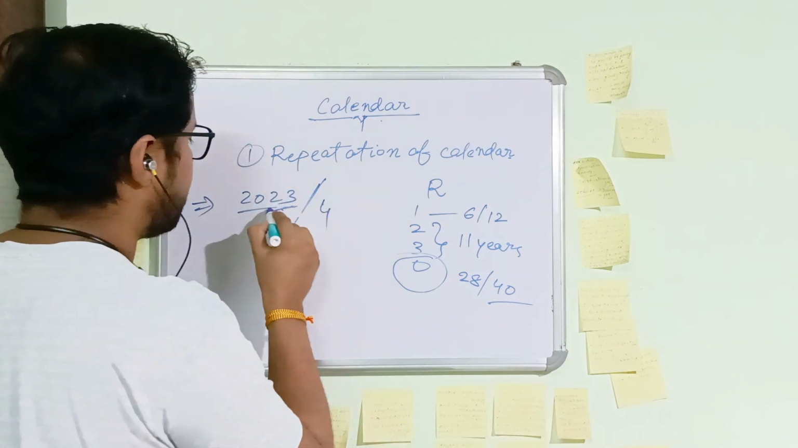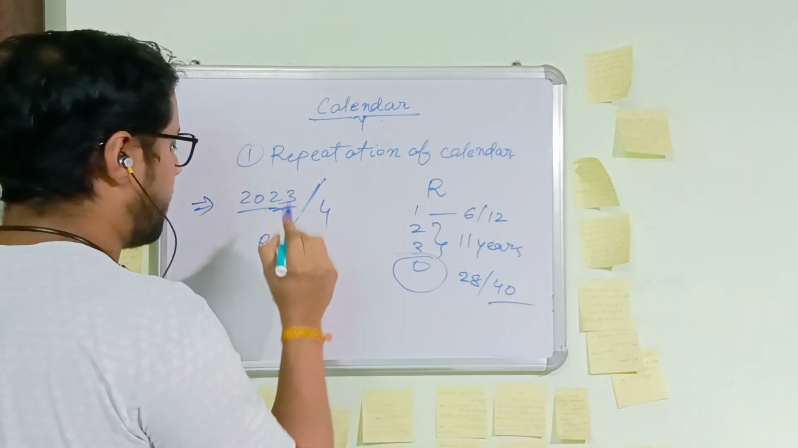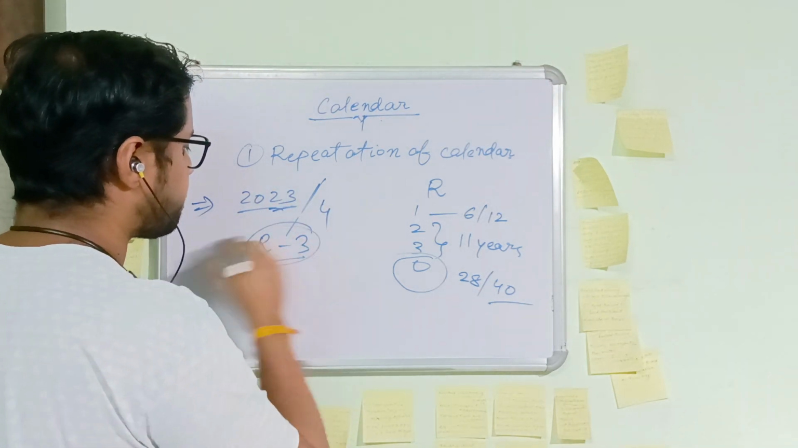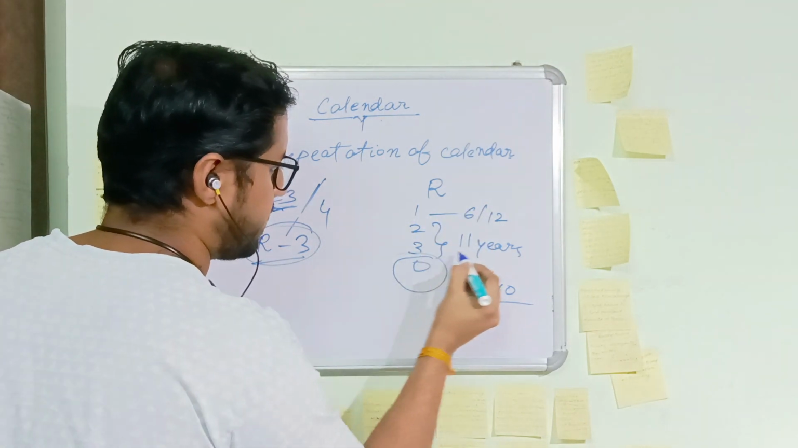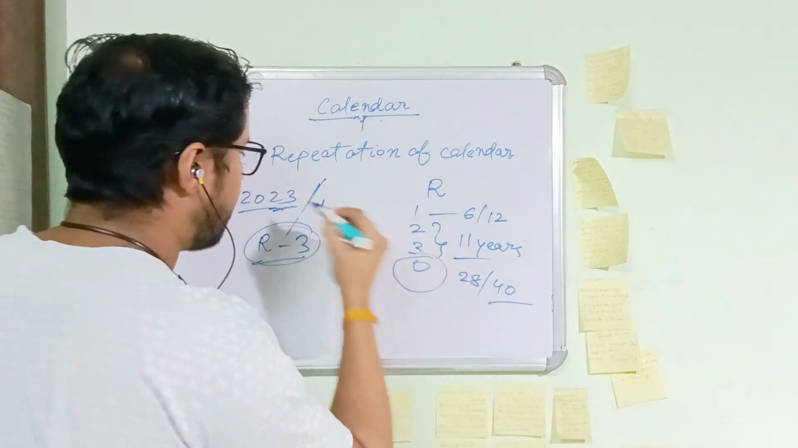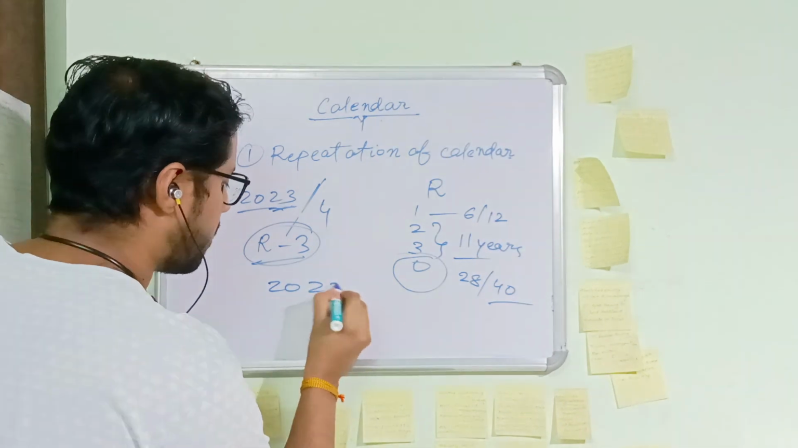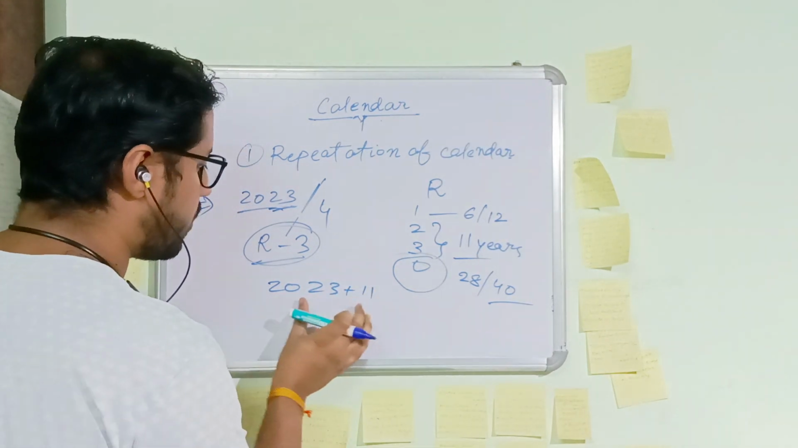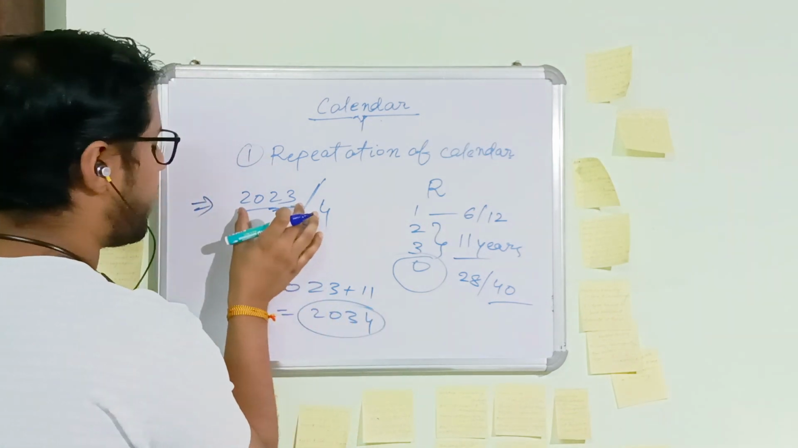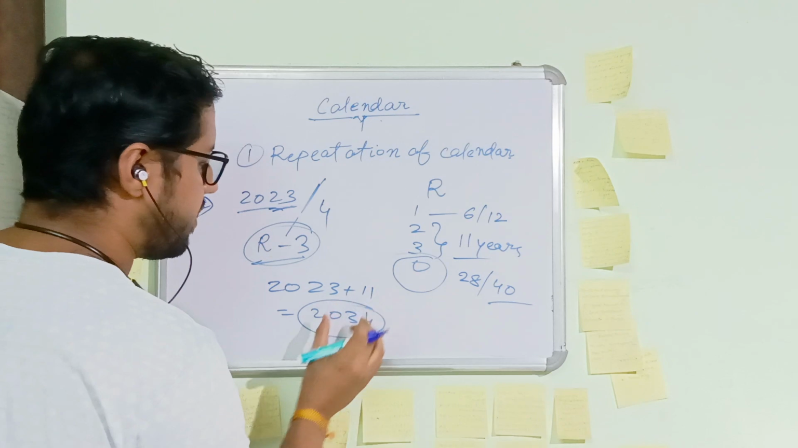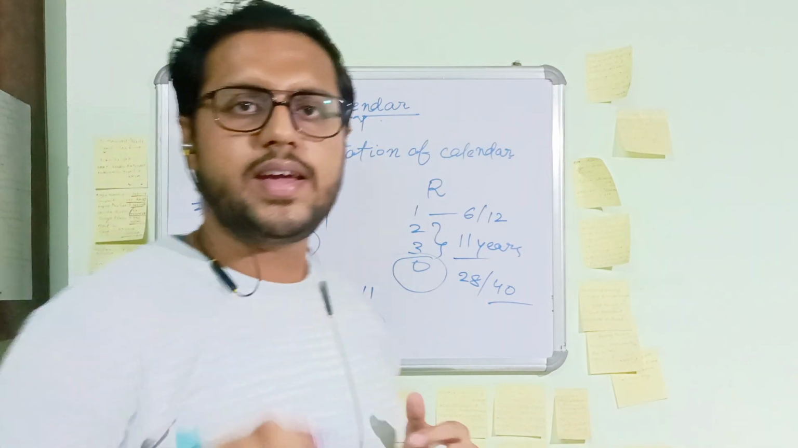Okay, so here in this case, as we can see, this number will not be divisible by 4. Here we can get remainder 3. Okay, so remainder 3 means that particular year repeats after 11 years. So 2023 is going on, just add 2023 plus 11, so we can get 2034. It means 2023 will repeat after 11 years. It means the 2034 calendar is the same as 2023.